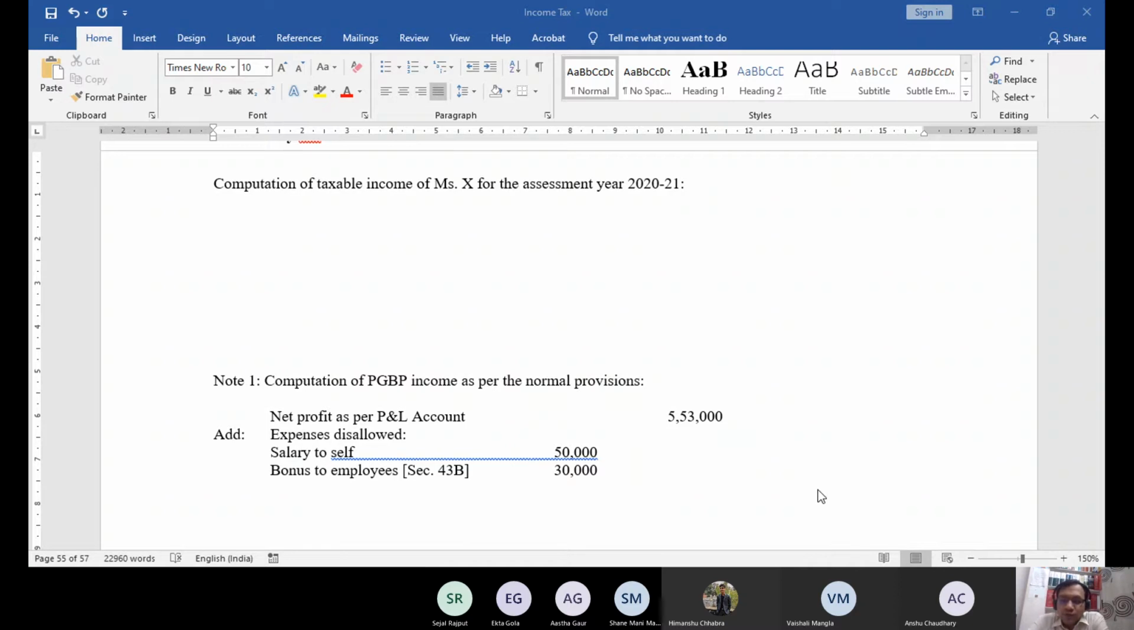Please raise your hand if you got this point. Salary payment to relatives, if unreasonable, will be disallowed. Please raise your hand if this point is clear. If not clear, kindly don't raise. So add back. Payment to relatives. This is the heading. Section 40A, how much? Only 5,000.